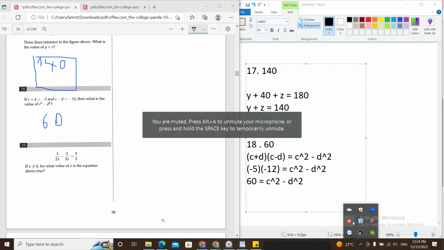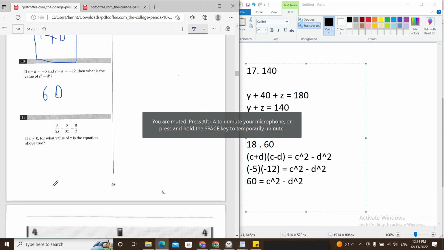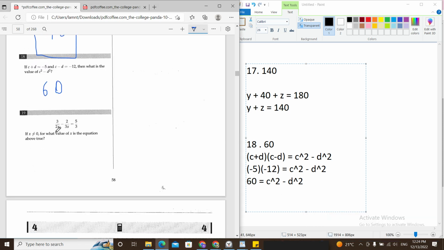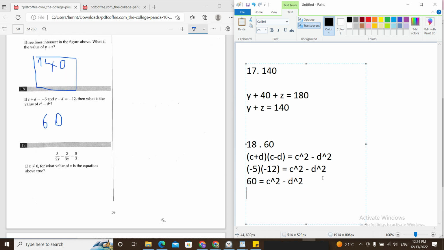Alright, so let's move on to question 90. So 3 over 2x minus 2 over 3x is equal to 5 over 3. They asked us to solve for x. So 19.